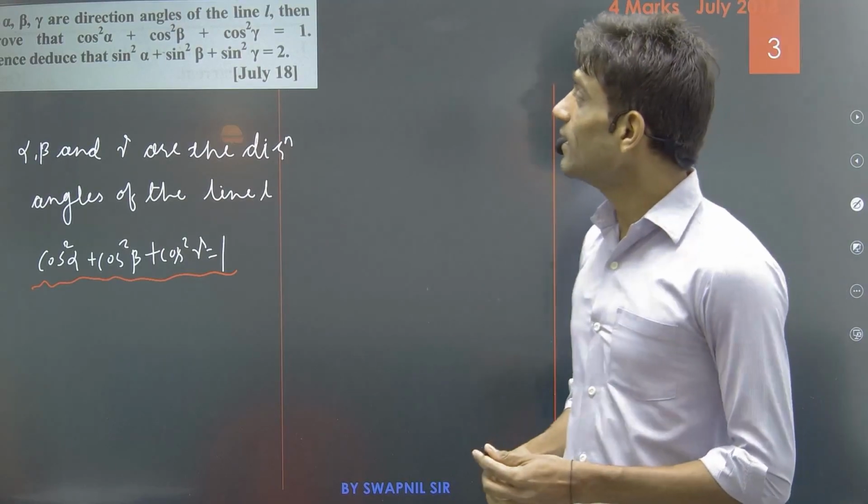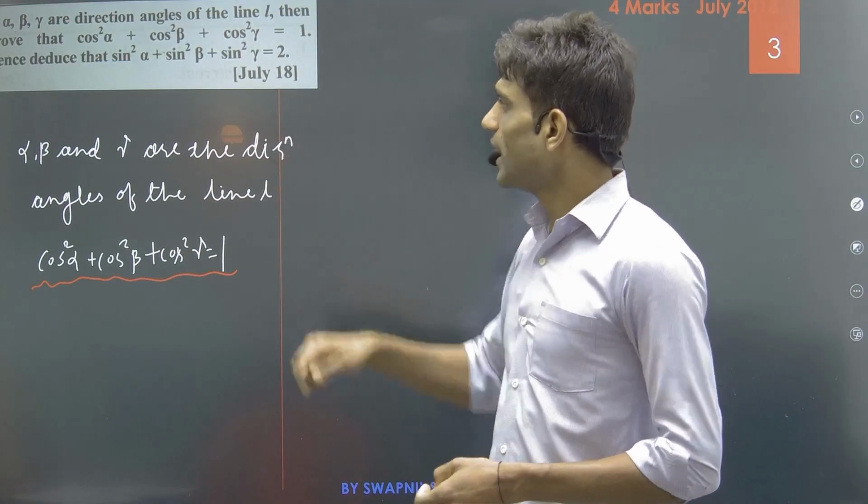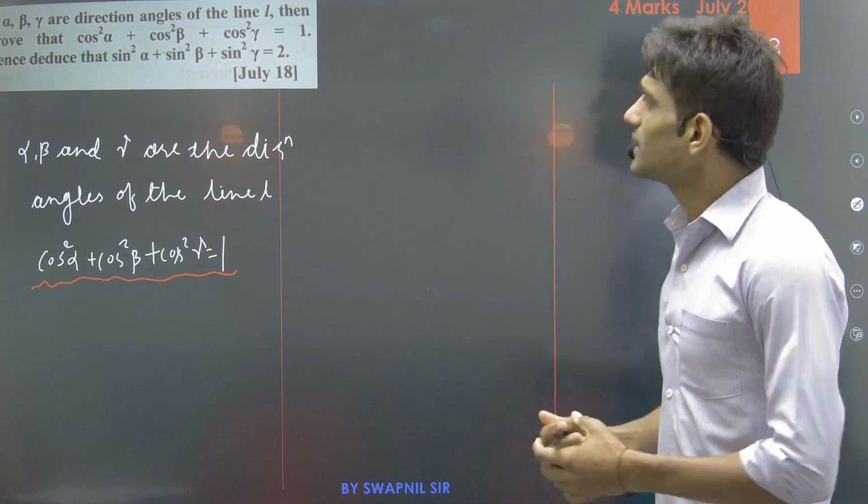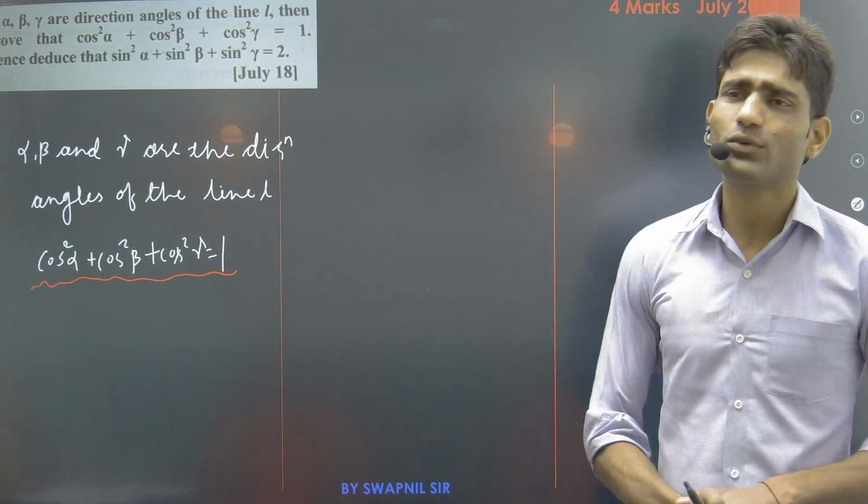Now, in our next attached question we have: hence deduce that sin square alpha plus sin square beta plus sin square gamma is equal to 2.